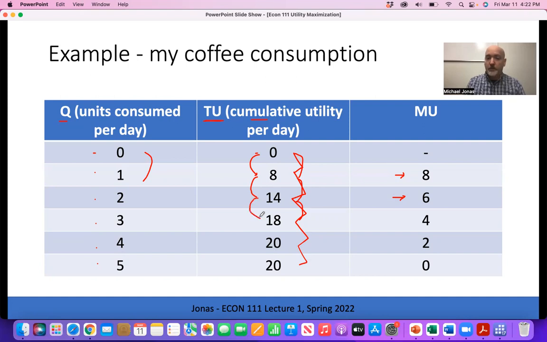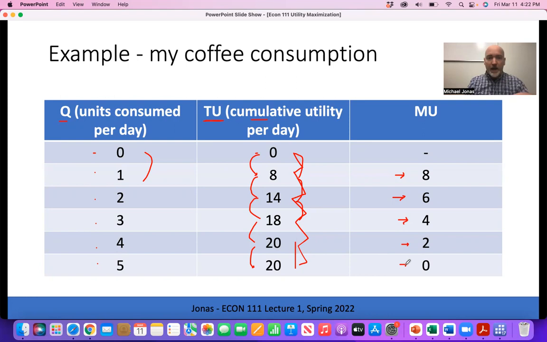So from 14 to 18 for the third, I'm still getting additional happiness, but again, it's less and less of a gain each time. And then finally, from 3 to 4, we go from 18 to 20. So I've added 2. And then once we hit that 5th unit, we hit a plateau. We're at the top of the hill, and it's flattened out, and my marginal utility has gone from diminishing to diminished down to 0. So I get no additional happiness for that 5th cup of coffee.